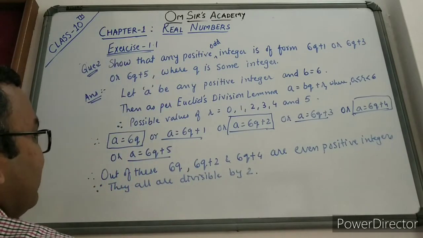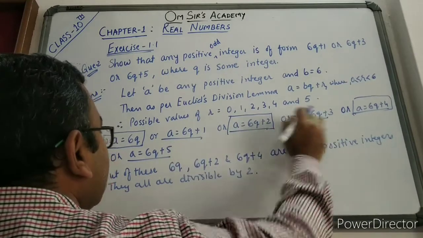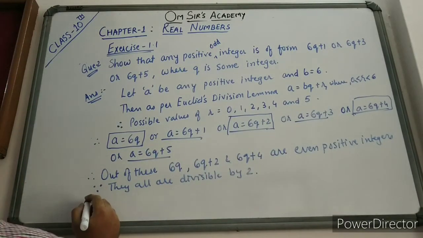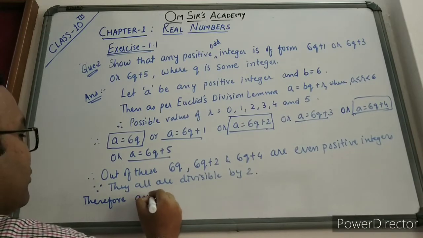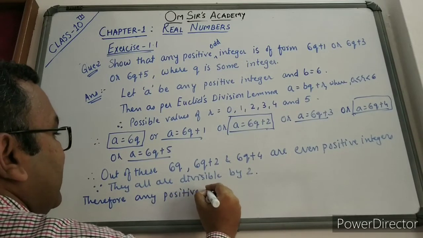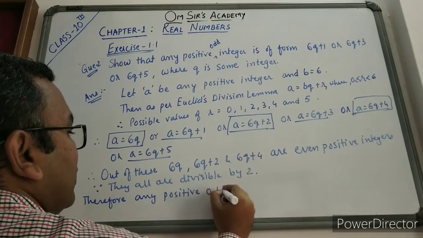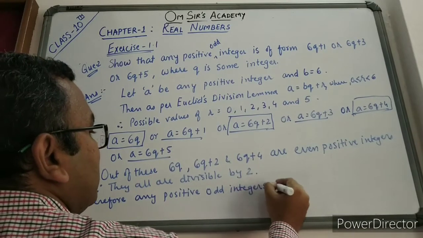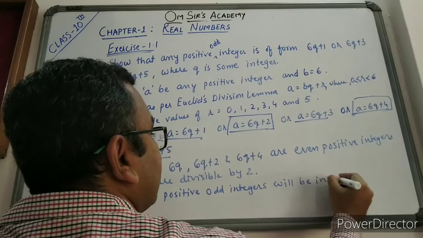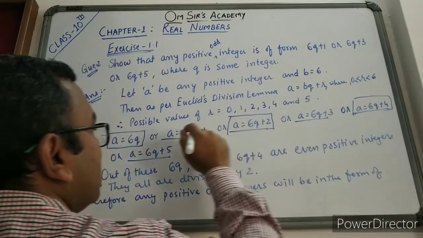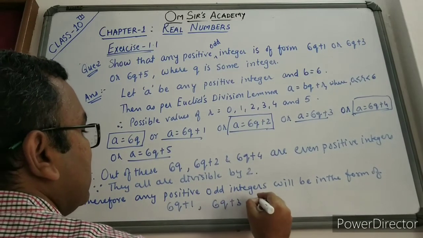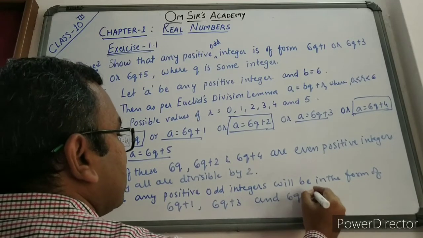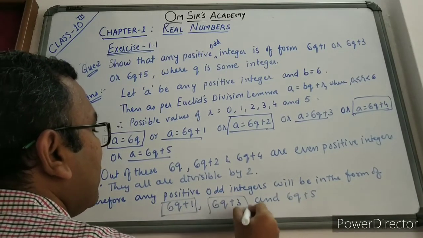Now the remaining values are 6q plus 1, 6q plus 3 and 6q plus 5. Is it clear? So therefore, any positive odd integer will be in the form of 6q plus 1, 6q plus 3 and 6q plus 5. So the remaining will be the odd integers.